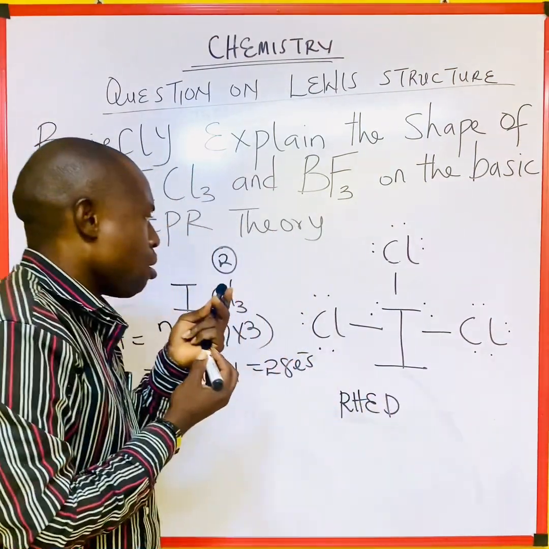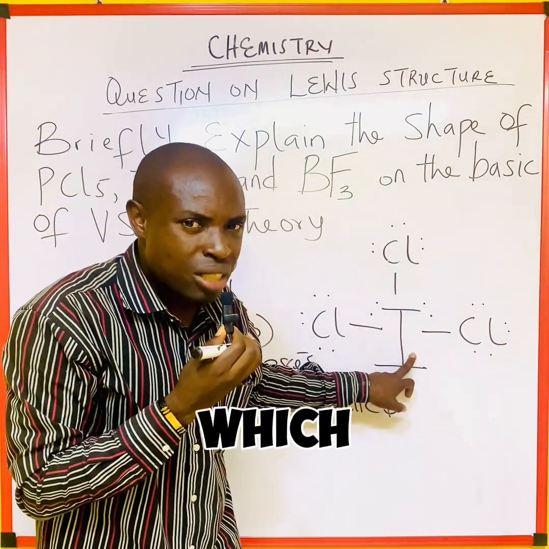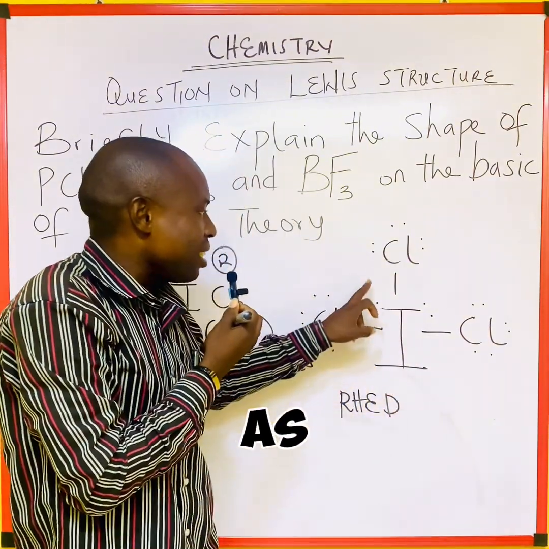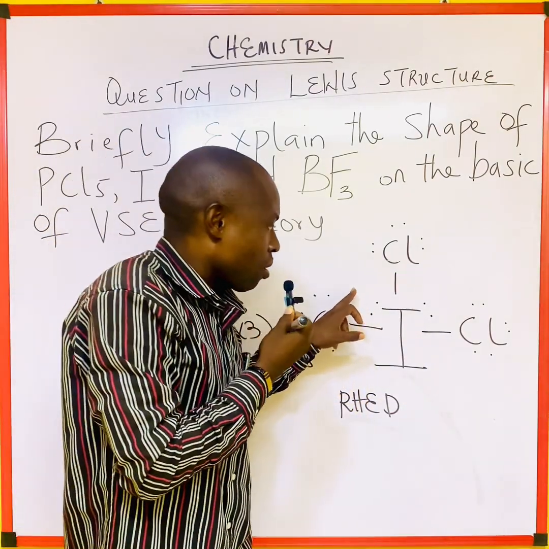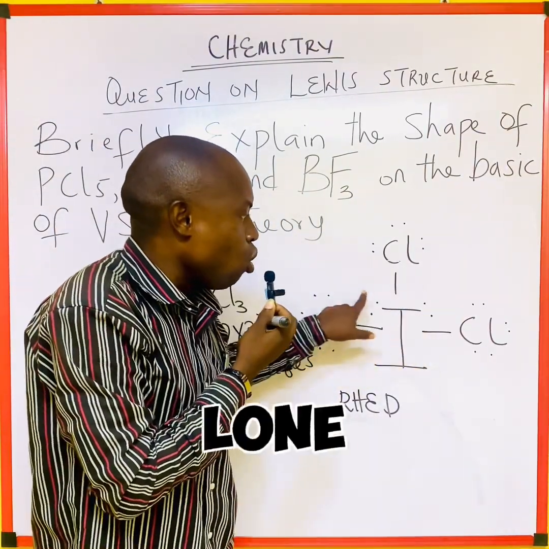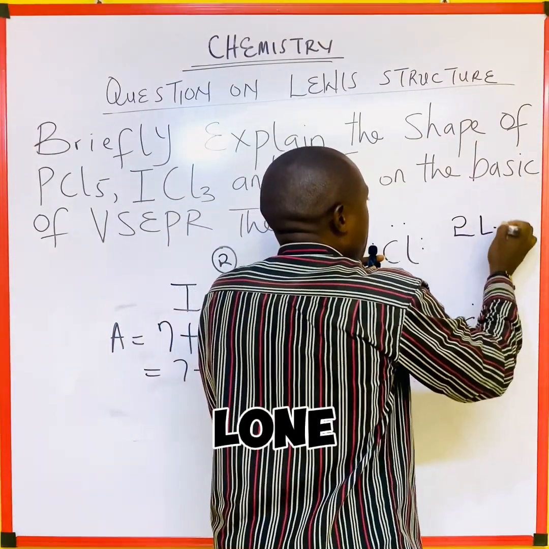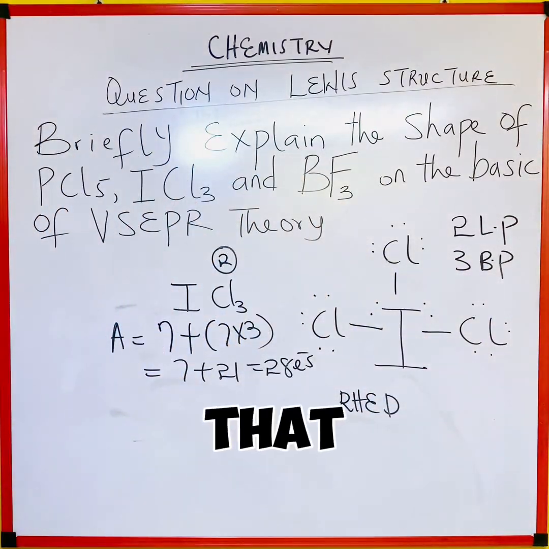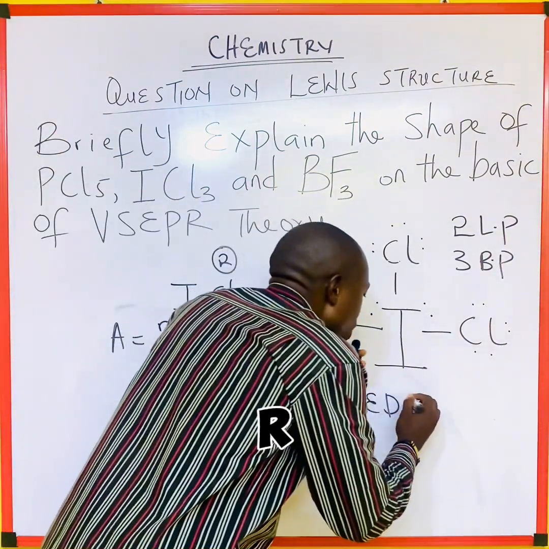Now, the next step for us is to calculate the RHED. But before then, what are some things we need to know here? Iodine, which is the central element and your focus here, has 3 bond pairs, while it has 2 lone pairs. Look at the 2 lone pairs here. 2 lone pairs, 3 bond pairs. Is that clear? 2 lone pairs, 3 bond pairs.